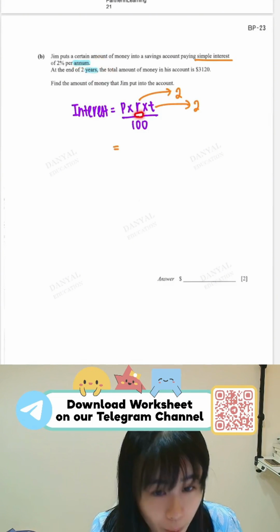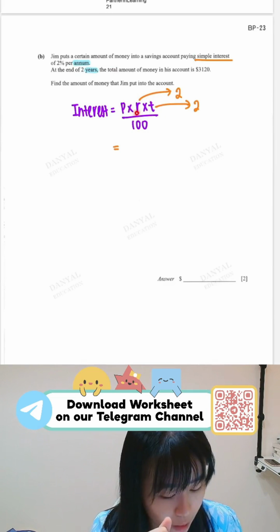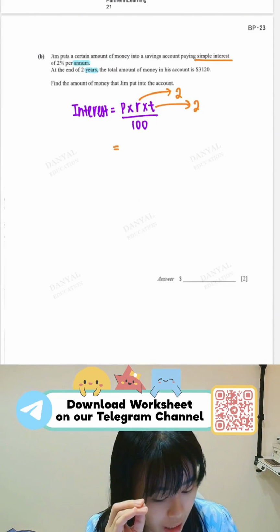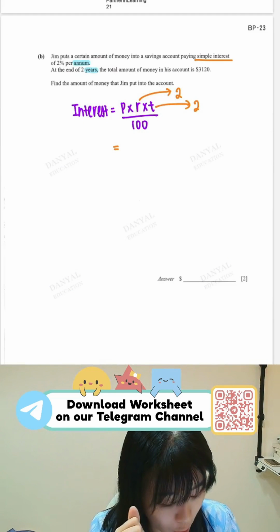Because if it is per annum, it is per year, so there must be how many years there are. If this is the number of months, then this must be the interest per month. It must basically be the time, the period. If here is year, here must be year. If here is month, here must be month. You must make sure they are consistent first.